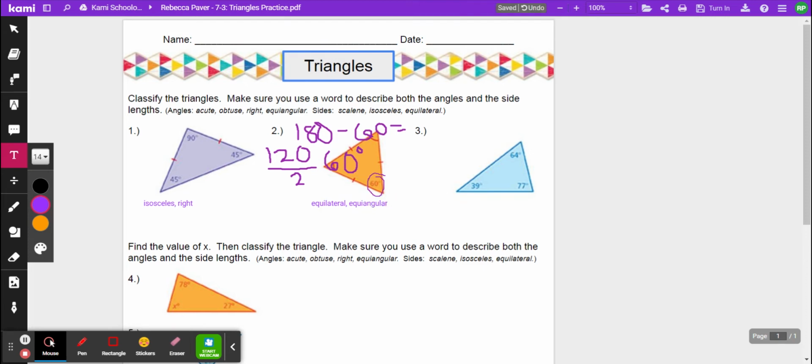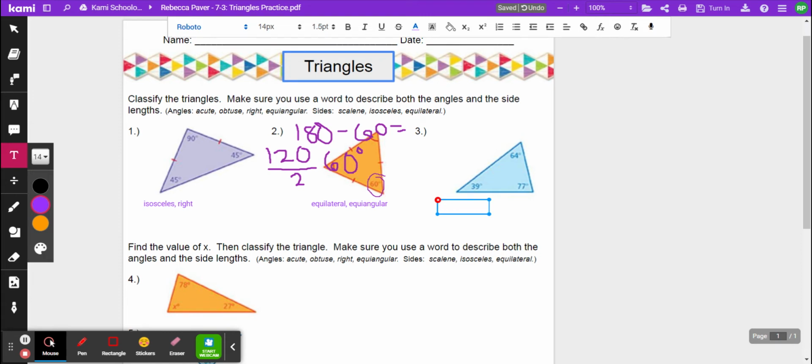For the last triangle, there are no tick marks at all. So that means none of the side lengths are the same. So you should have said that that is a scalene triangle. As far as the angles, they are all less than 90 degrees. So it is an acute triangle.